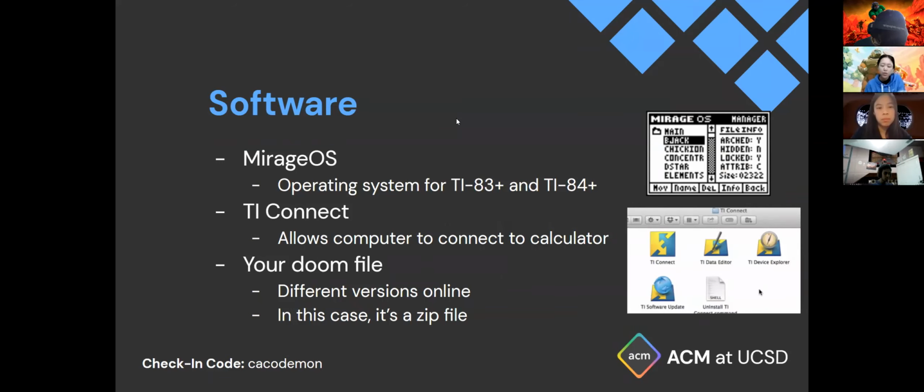All right, and then for software, you're going to need to download Mirage OS, which is an operating system specifically used for the TI-83 Plus and TI-84 Plus. You can see a screenshot of what the interface looks like. It's very calculator-like. There's also TI Connect, which allows your computer to connect to the calculator software-wise.